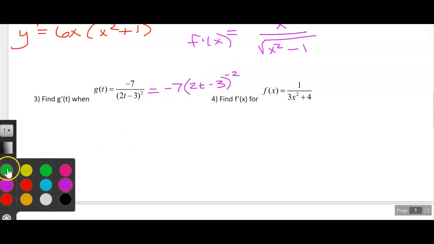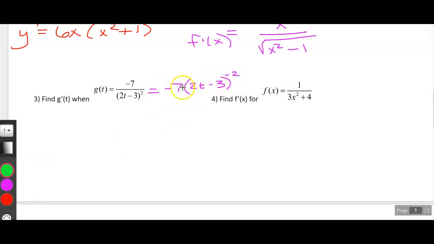And so this one gets a little tricky. We have a lot going on. On the inside, we've got 2t - 3. And on the outside, we have this stuff, a power and a number in front that's being multiplied. Well, when you go to do your derivative, if that 7's being multiplied, -7, we just keep it being multiplied.